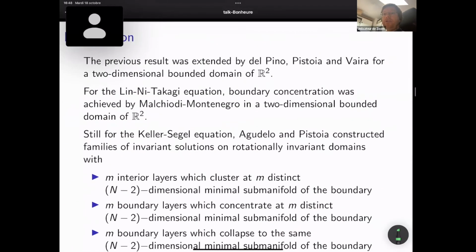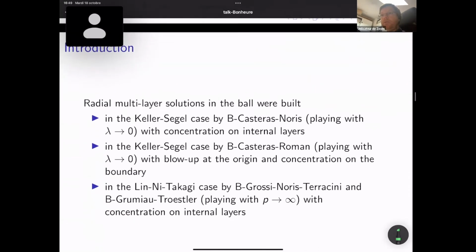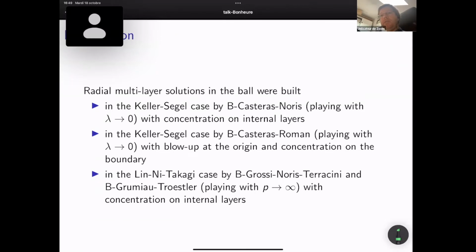Now this kind of solution was also built, in fact together with Manuel Del Pino, again by Pistoia and Vaira, in a general bounded domain of R2, again with a full blow up on the boundary. And by the way, this had been constructed before by Malchiodi and Montenegro in a bounded domain of R2 for the Lin-Ni-Takagi equation. Well, there are other results, but I'm not going to describe them. But just to show you that in this business, many people have been working on concentrating solutions. Again, for the Keller-Segel, myself with Casteras and Norris, we have been constructing solutions concentrating on internal layers. With Casteras and Roman, we have been playing again for the Keller-Segel with a blow up at the origin and concentration on the boundary.